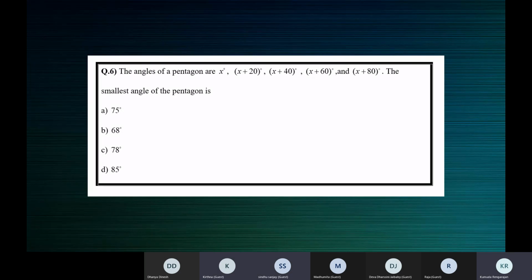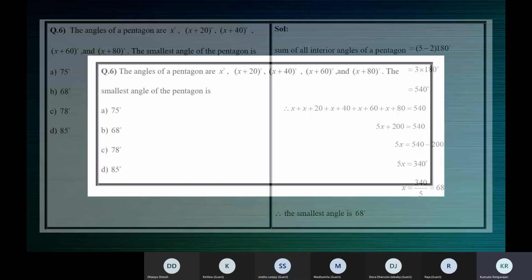Ma'am, can you explain how you did the sixth sum again? No, we haven't still seen the answer. Yes, we'll see the answer. Ma'am, it's 68. X is 68, ma'am. So the correct option is option B, is it? All right.